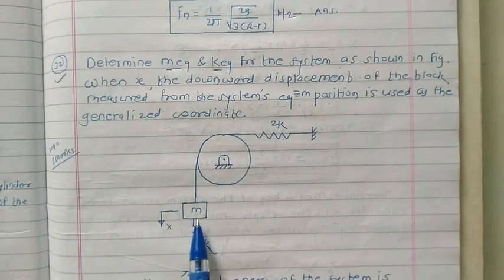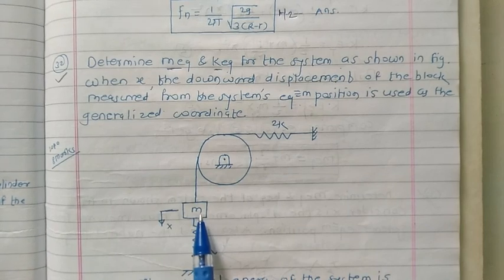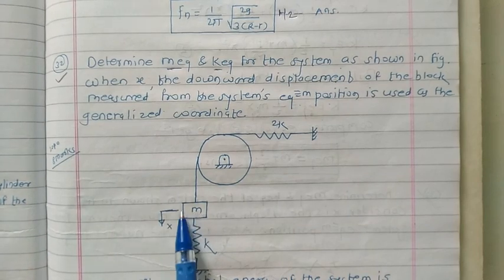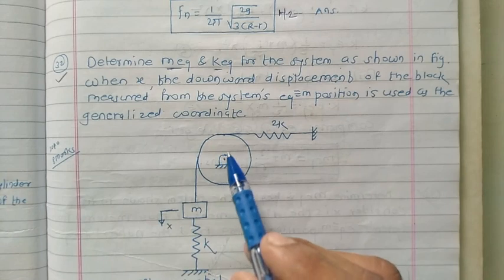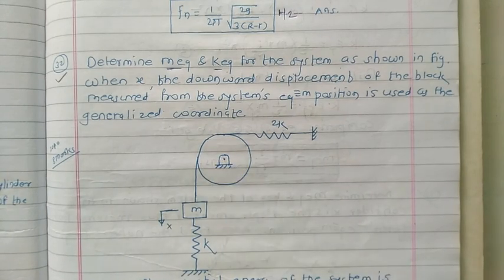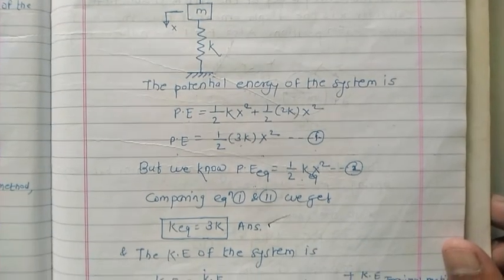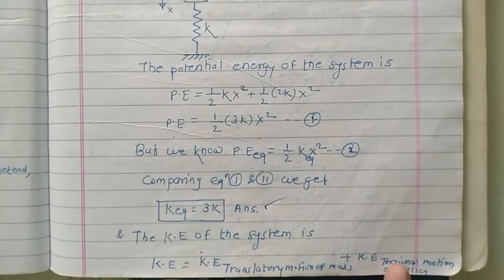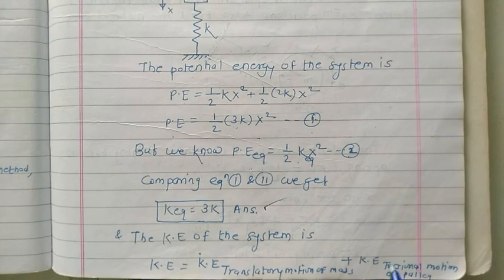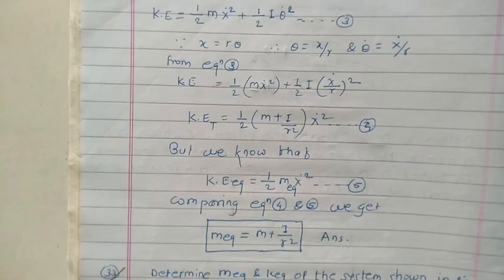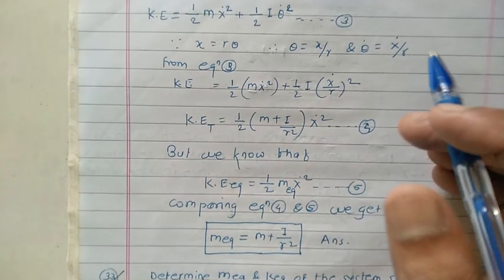mass one, this mass possesses the linear motion, or we can just say the translatory motion, as well as the torsional motion possessed by this pulley. To get the kinetic energy possessed by the system, it consists of the translatory motion of the mass plus the kinetic energy possessed by the torsional motion of the pulley. Now get the total kinetic energy.